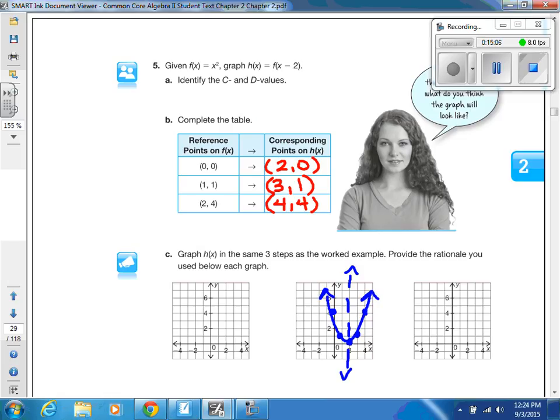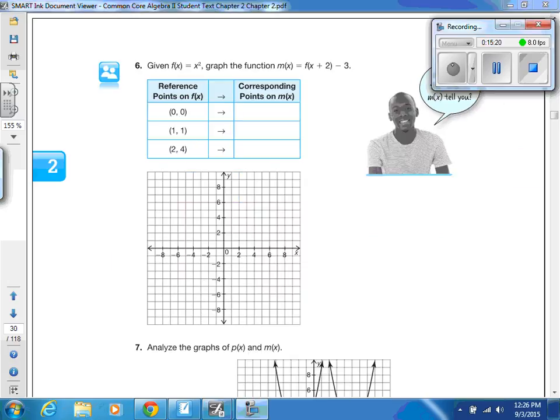Do number 6 by yourself. So what is this first point going to turn into? -2, -3. Why? The C and D that we said. Yep. It would be -2, -3 and 0, -2 and then 0, -3. Exactly. Those two numbers right there, they tell you that.